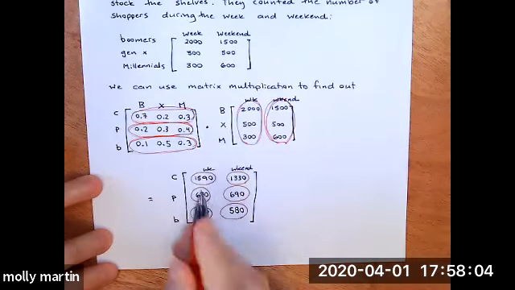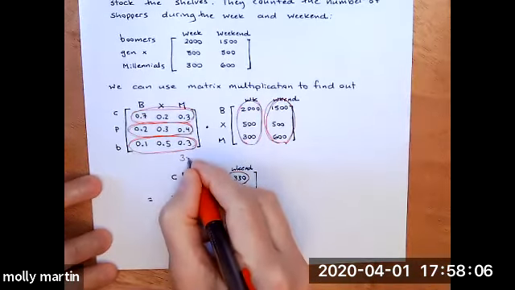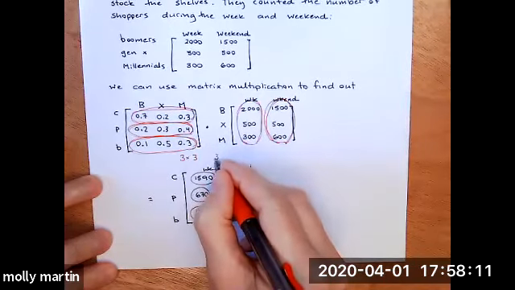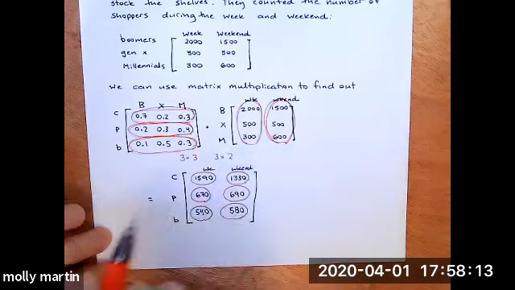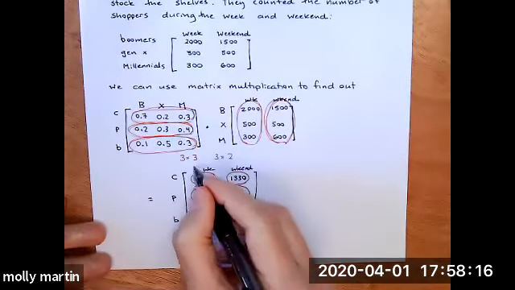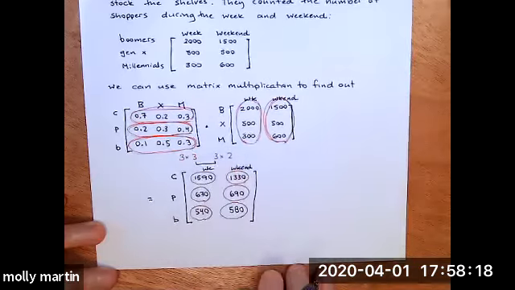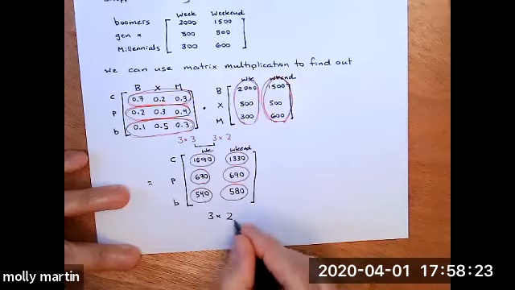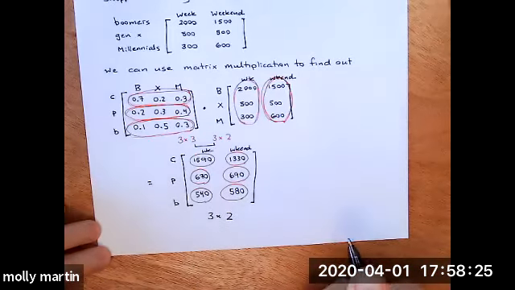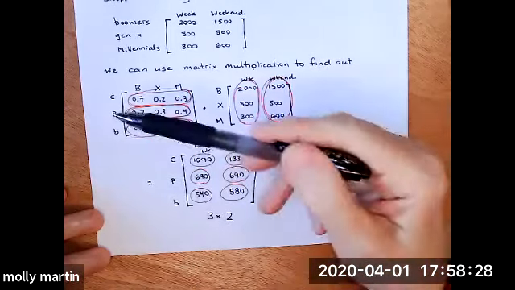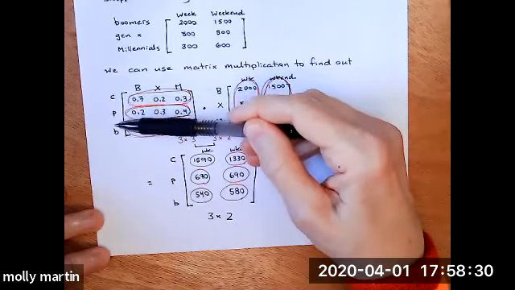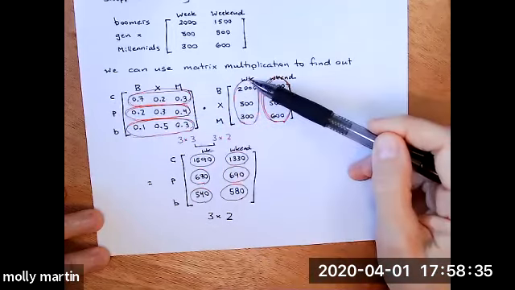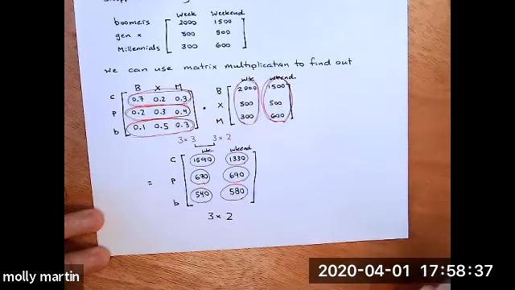And this is how you have a 3 by 3 matrix. It gets multiplied by a 3 by 2 matrix. You can think of it as the 3's cancel out. Your result is a 3 by 2 matrix. And you'll notice you also get the units from the rows in the first matrix and the columns from the second matrix.